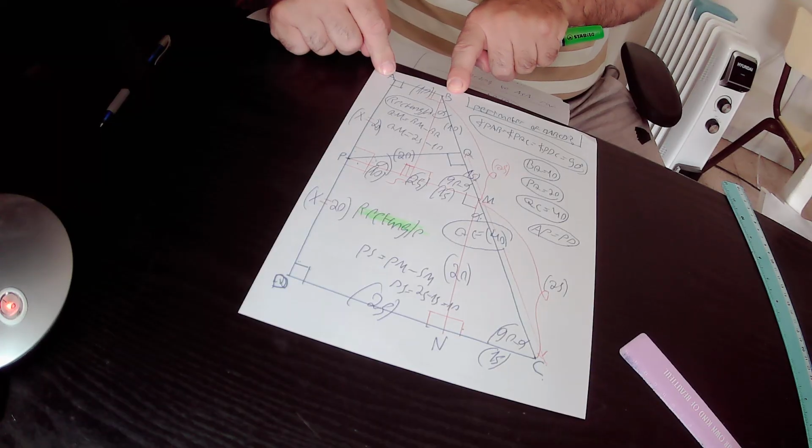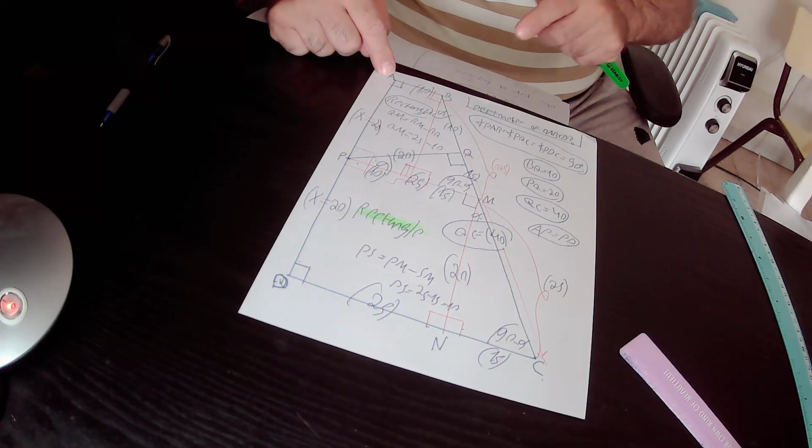So in total, we found out that the perimeter of this right angle trapezoid ABCD is equal to 140 units in length.